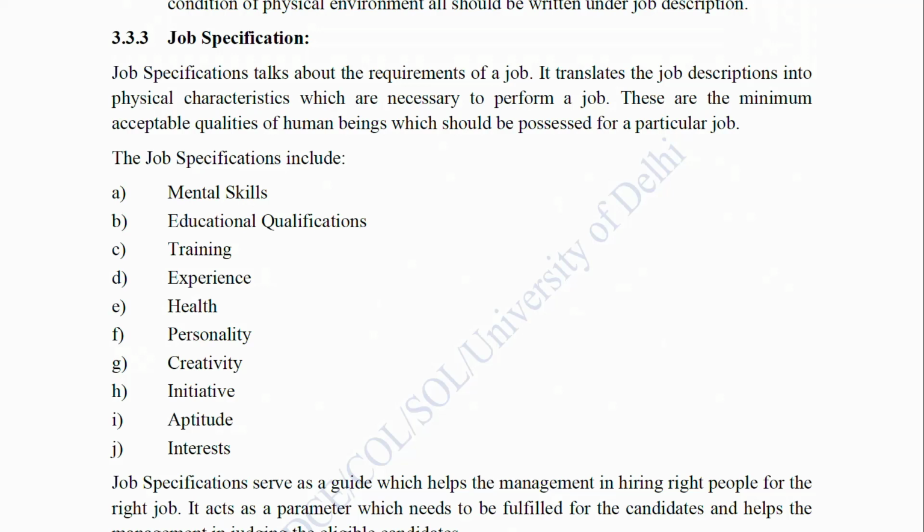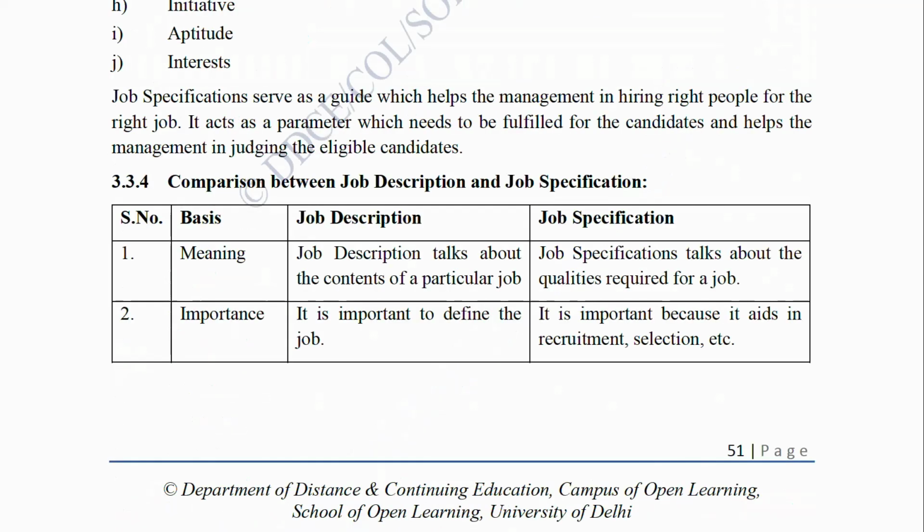The job specifications include: first, mental skills; second, educational qualifications; third, training; fourth, experience; fifth, health; sixth, personality; seventh, creativity; eighth, initiative; ninth, aptitude; and last, interests. Job specifications serve as a guide which helps the management in hiring the right people for the right job. It acts as a parameter which needs to be fulfilled by the candidates and helps the management in judging the eligible candidates.